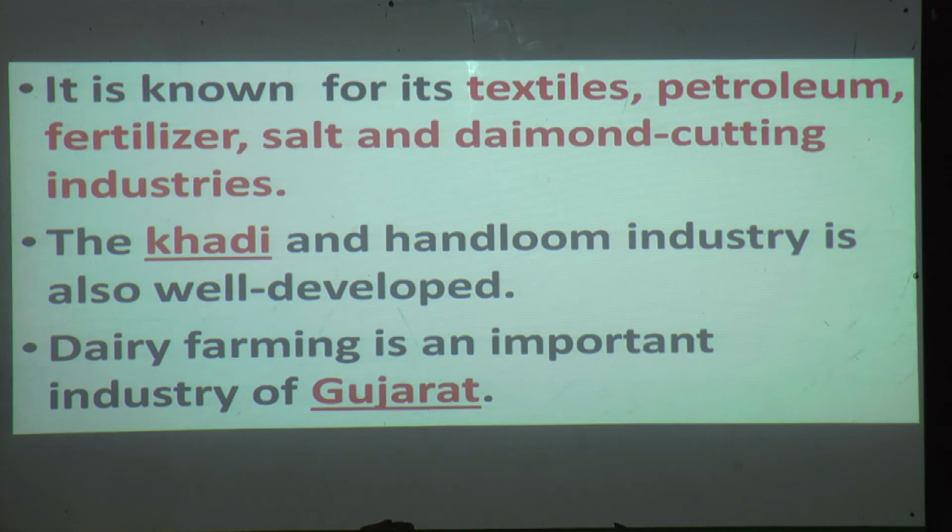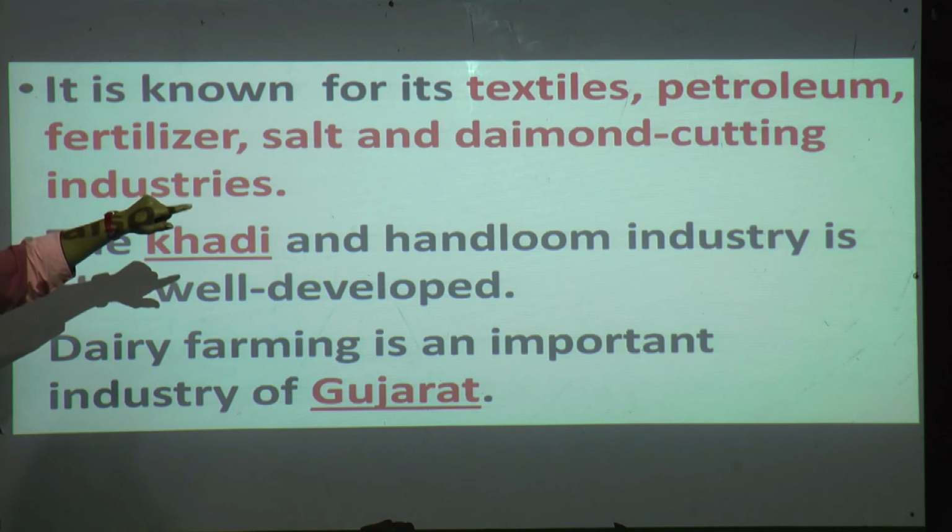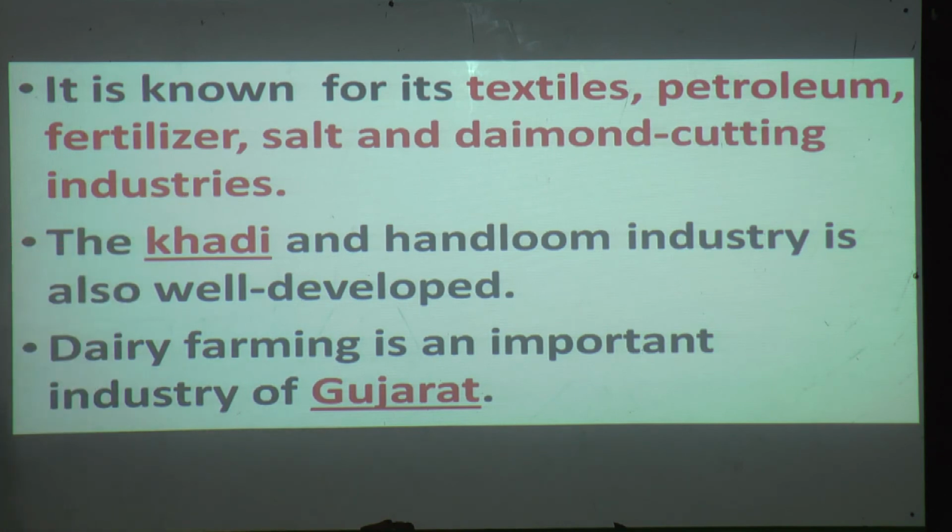Now petroleum, you all know petrol. Fertilizers, because our main occupation is farming, are used in the farm to help crops grow nicely. Salt, you all know we use salt. Diamond cutting: the diamonds are sent to industries where cutting and finishing are done. Diamonds cannot be worn directly, so we have diamond cutting machines.